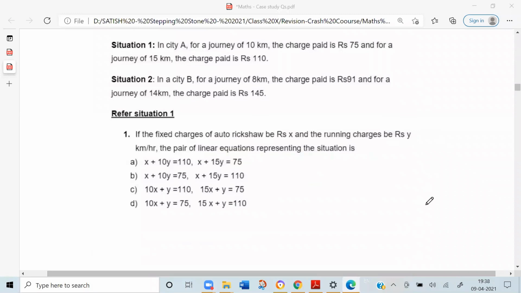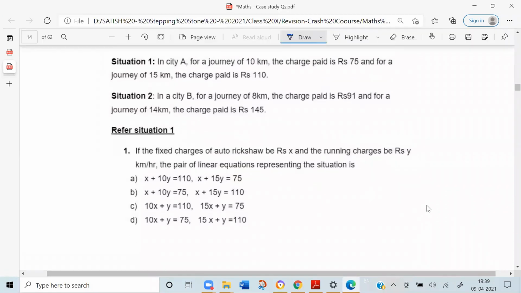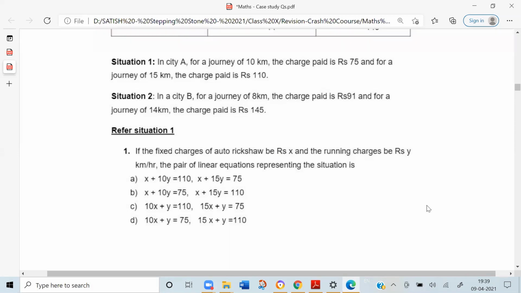So, situation 1. In city A, for a journey of 10 kilometers, the charge paid is ₹75, and for a journey of 15 kilometers, the charge paid is 110. Situation 2. In a city B, for a journey of 8 kilometers, the charge paid is 91, and for a journey of 14 kilometers, the charge paid is ₹145.